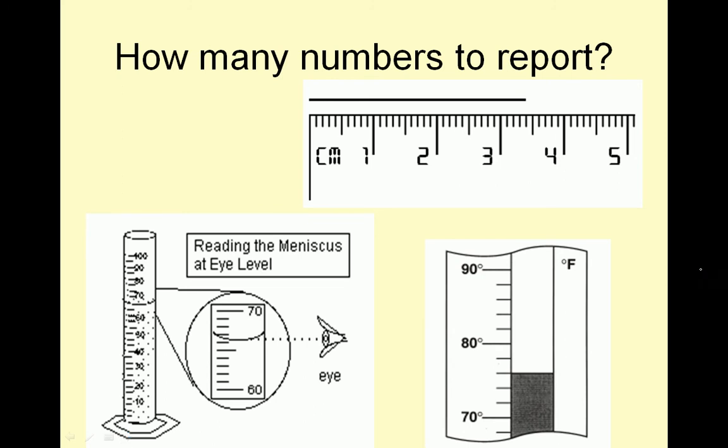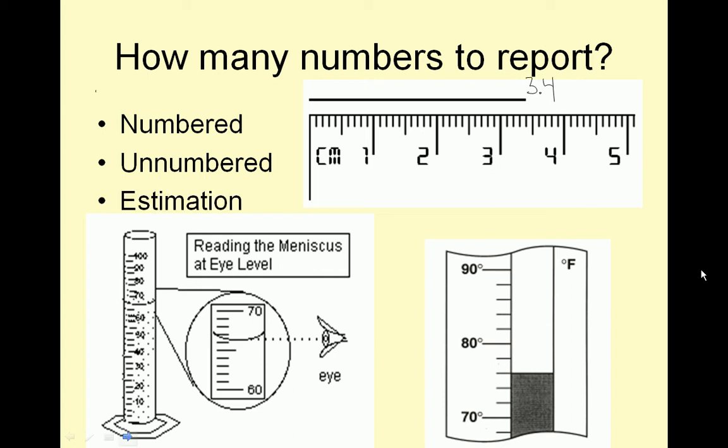How many numbers do you report? So when you measure, you always have a numbered part. Looking here, this is definitely 3 point something. An unnumbered part: it's really close to the 3.4. And then an estimation. Okay, so I look right here. I said it was 3.4, but I think it's just a smidgen to the left of that, 3.39. So a numbered, an unnumbered, and an estimation.